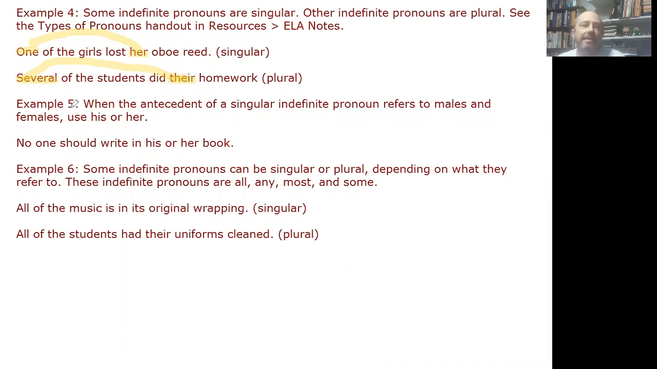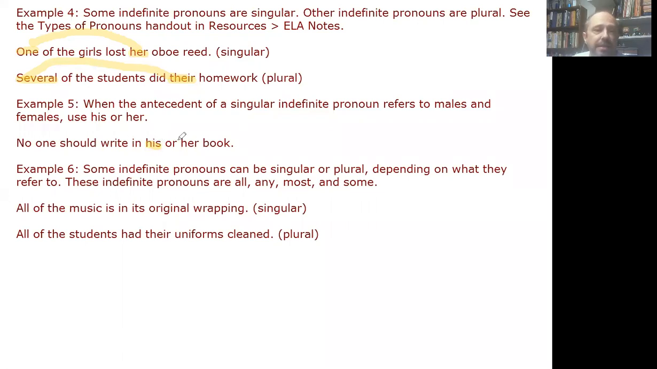Now, when the antecedent of a singular indefinite pronoun refers to males and females, or it could refer to males and females, use his or her. This isn't necessarily a strict rule of English grammar. It's more a matter of this has become customary in English usage. So, for example, no one should write in his or her book.